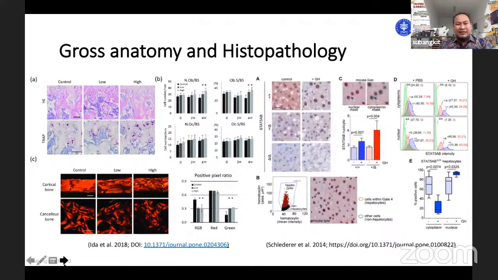And gross anatomy and histopathology are very important to assess the success of modeling. But as we know, histological gross anatomy also belongs to qualitative data, and not all people can understand it easily. For example, if they're not familiar with the histological figure, they will not understand the control, how about low, how about high.